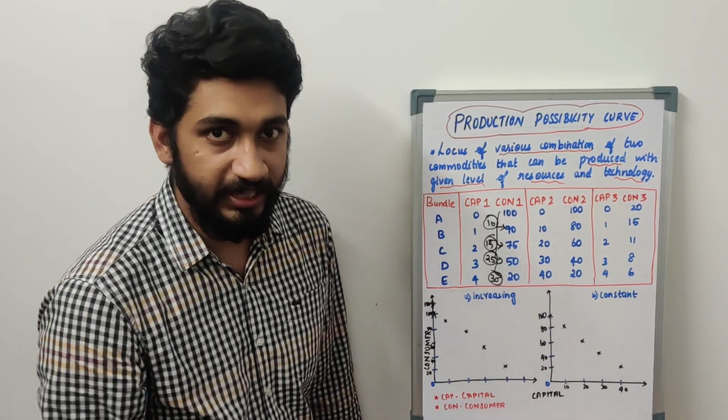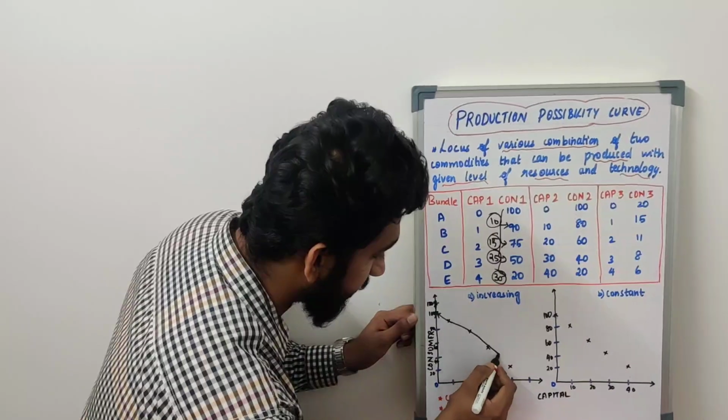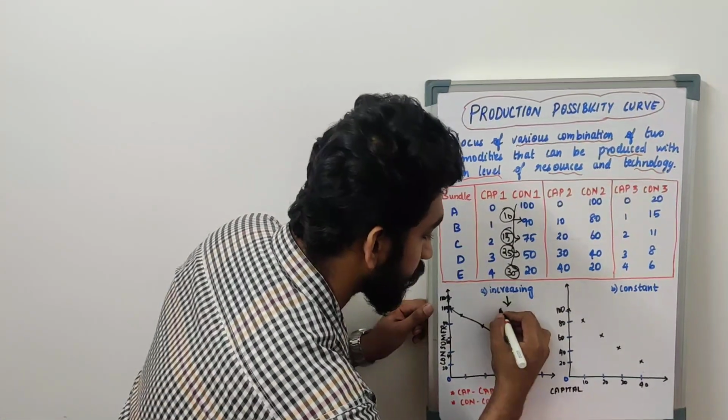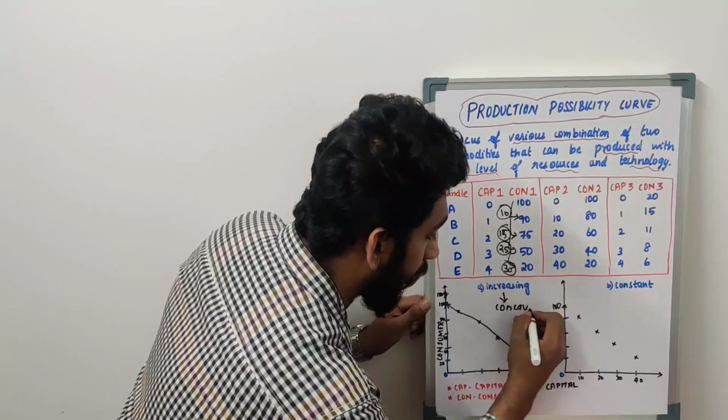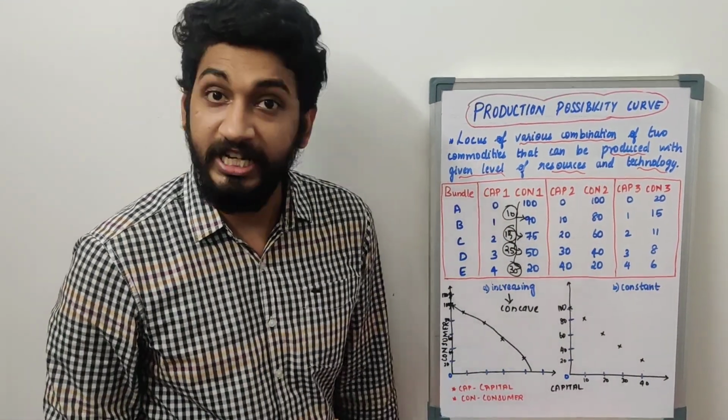Now let us plot it in the graph. So when you join all the points, you get a curve like this. That is, for increasing opportunity cost, your production possibility curve will be concave in nature.